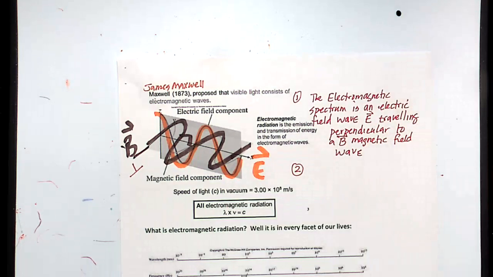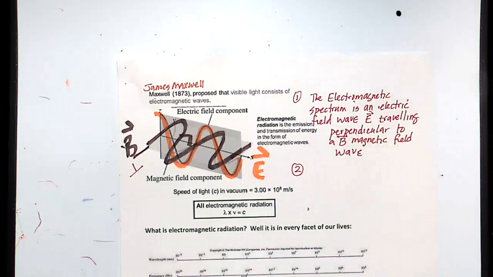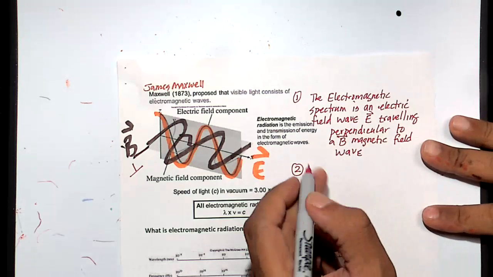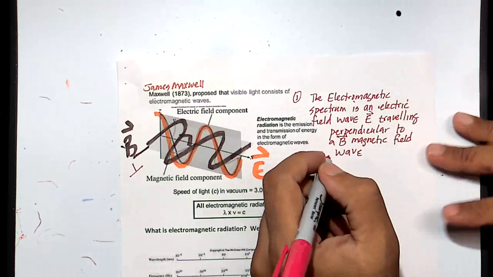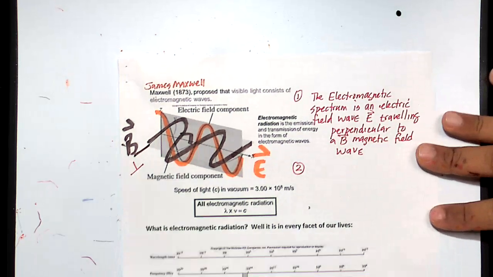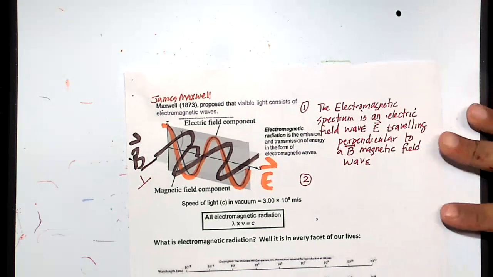Okay, that's important point one. An electric field wave traveling perpendicular to a B field wave, they are mutually perpendicular to each other. And then the second important point about the electromagnetic spectrum is that it travels at the speed of light. All these waves that are part of the electromagnetic spectrum travel at the speed of light.